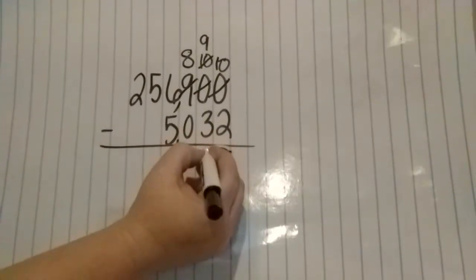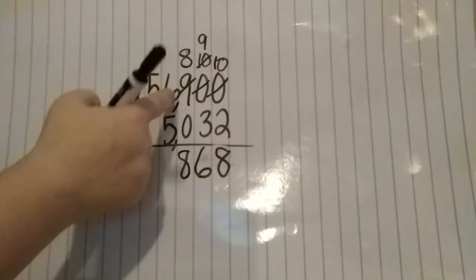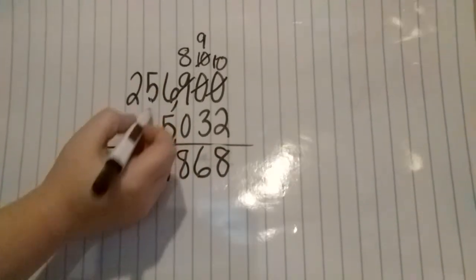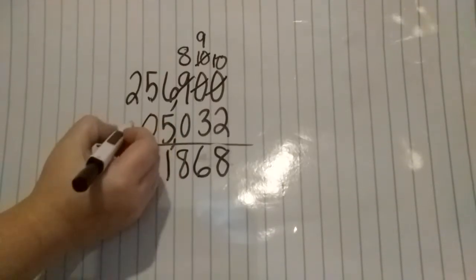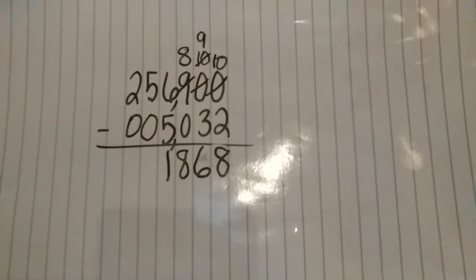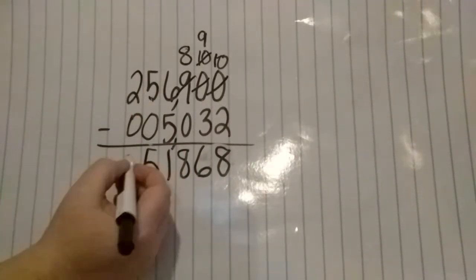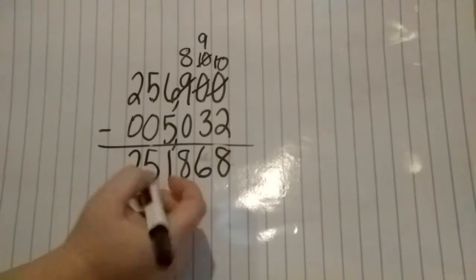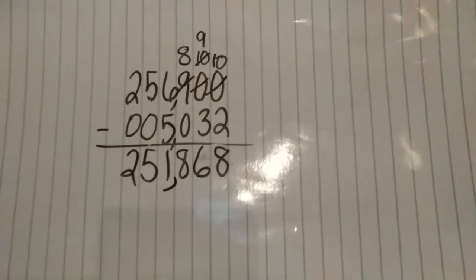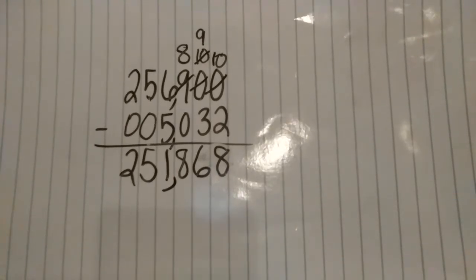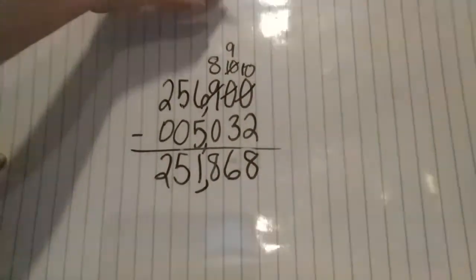9 minus 3 is 6. 8 minus 0 is 8. 6 minus 5 is 1. 5 minus nothing. And remember here, we can add in 0 placeholders. It does not change the value of that 5,032. So 5 minus 0 is 5, and 2 minus 0 is 2. 1, 2, 3, comma me. Make sure you get your commas in there. 251,868. If I want to check, I can use the inverse operation of addition.